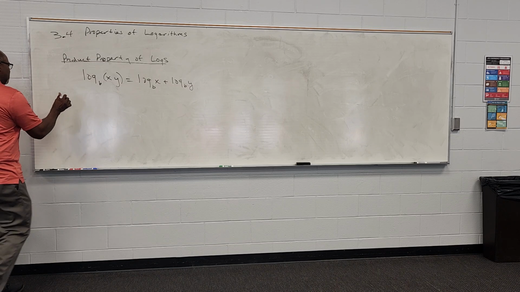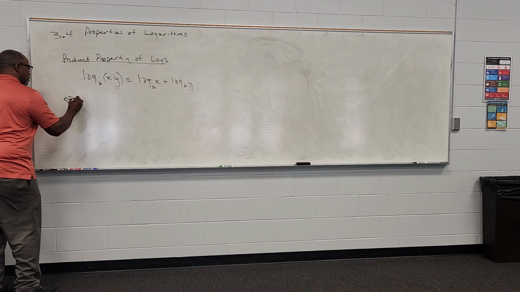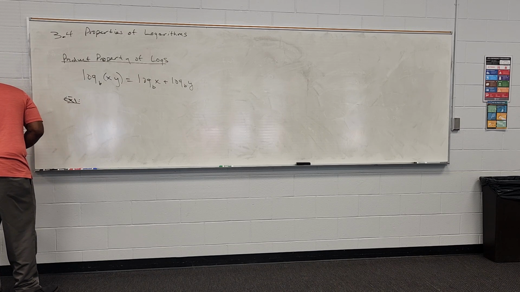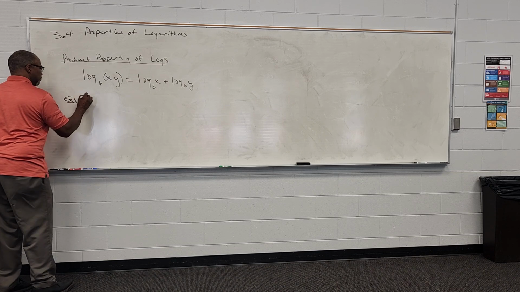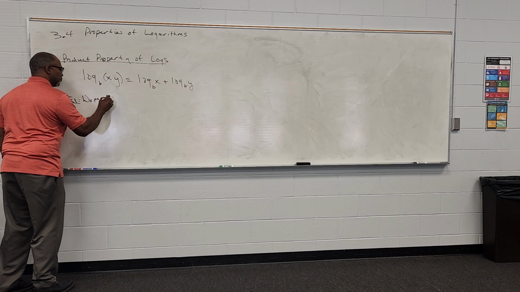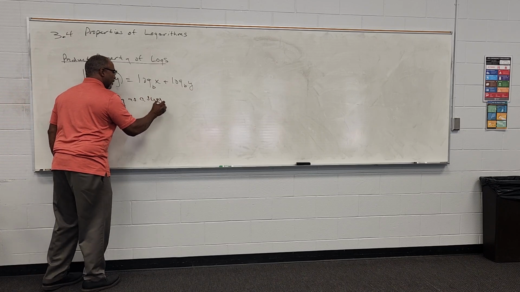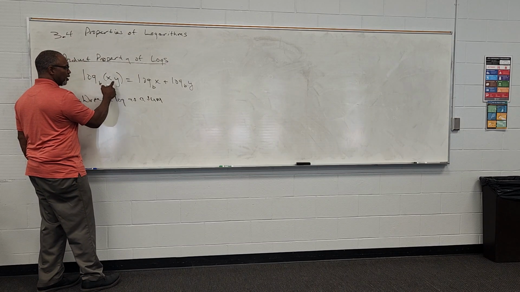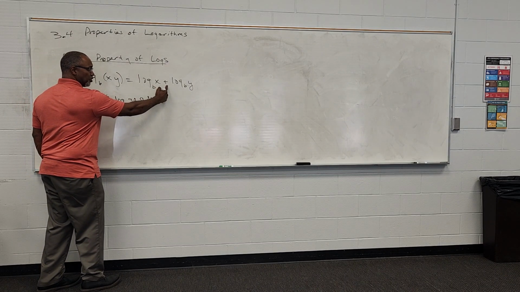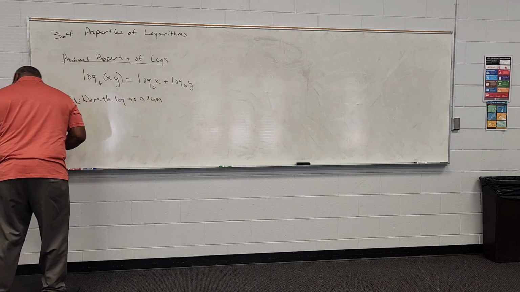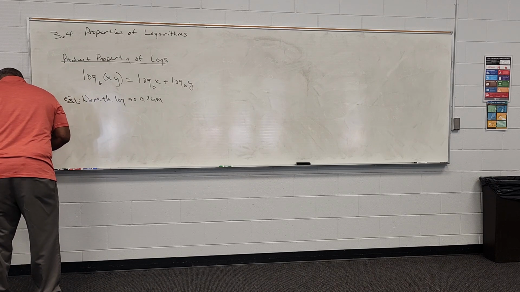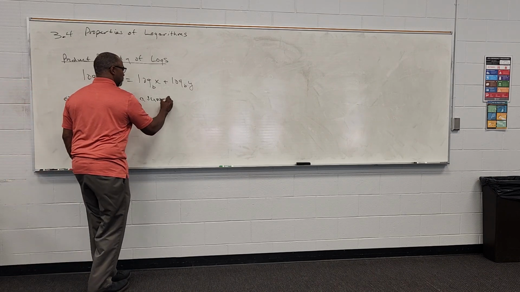So example 1. Example 1 says, write the log as a sum. And that's exactly what it does. You take the log of the product, it becomes the sum, addition of the two logs. So write the product as a sum, if possible, and simplify if possible.